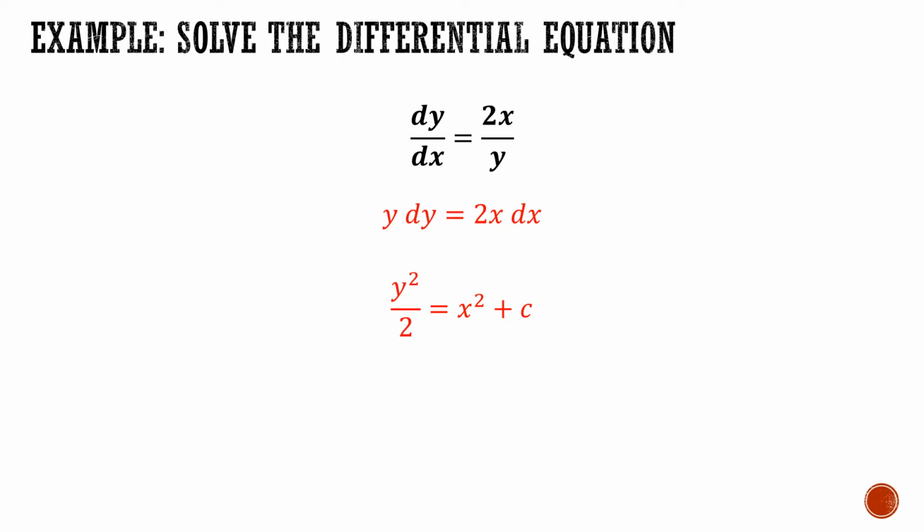All right, so once I get this, I'm going to solve for y. I'm going to multiply everything by 2 to get y squared equals 2x squared plus, technically, 2c, but remember c is a constant, so 2c is still a constant, so I can just say plus c. And then my last step is to square root both sides. So I get y equals plus or minus the square root of 2x squared plus c.